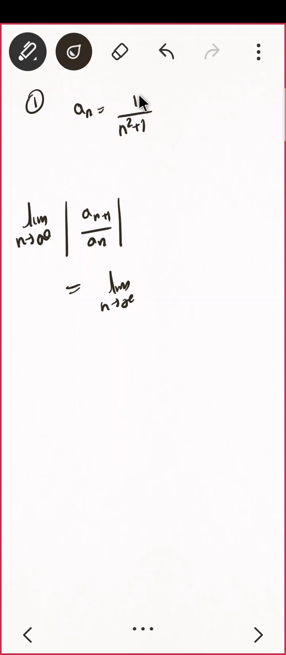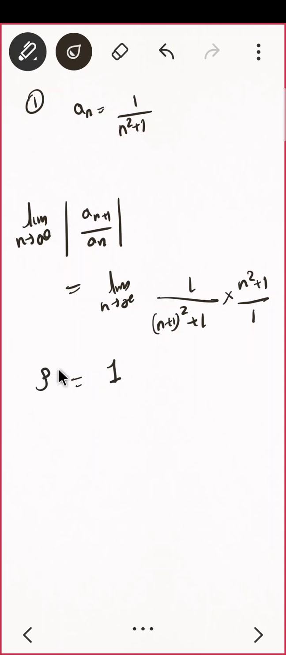This is already a natural number, so there is no need to put mod. So it will be what? (n plus 1) the whole square plus 1, multiplied by 1 upon n square plus 1, correct? What do you think the limit is? The limit is 1, so that means your rho equals 1.